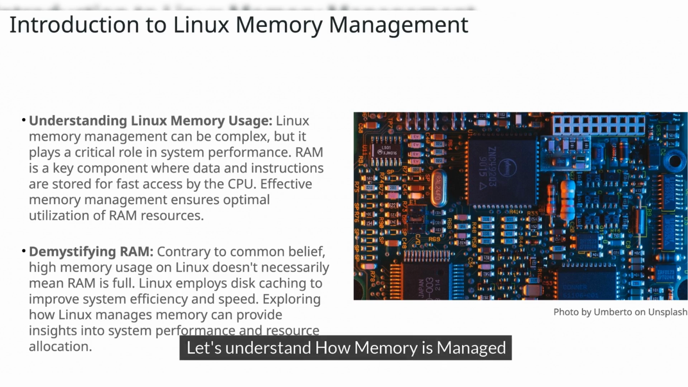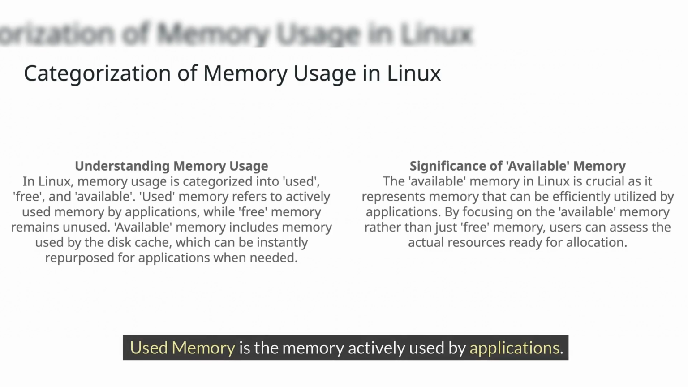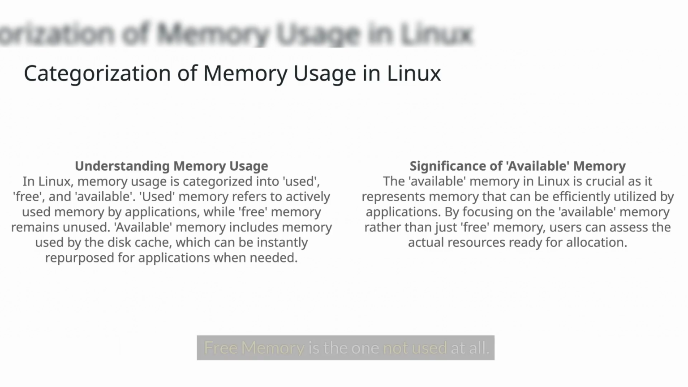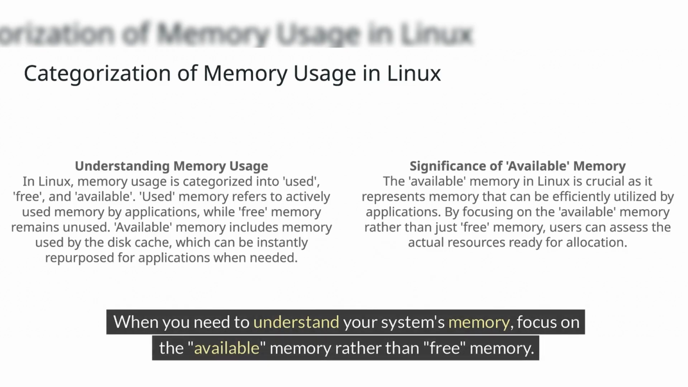Let's understand how memory is managed. Linux categorizes memory usage as follows. Used memory is the memory actively used by applications. Free memory is the one not used at all. Available memory is used by the disk cache, but can be repurposed for applications instantly. When you need to understand your system's memory, focus on the available memory rather than free memory.